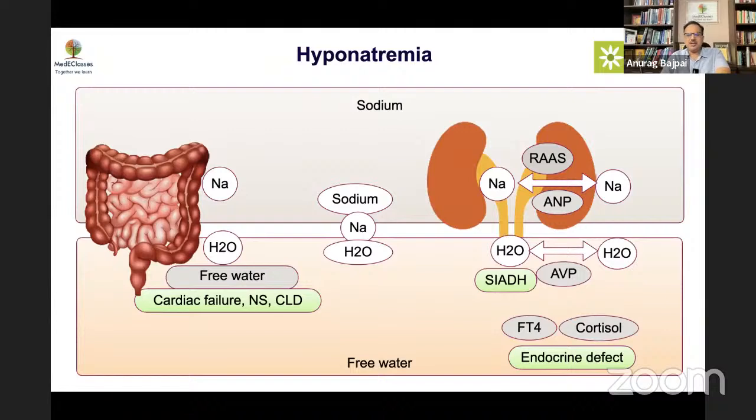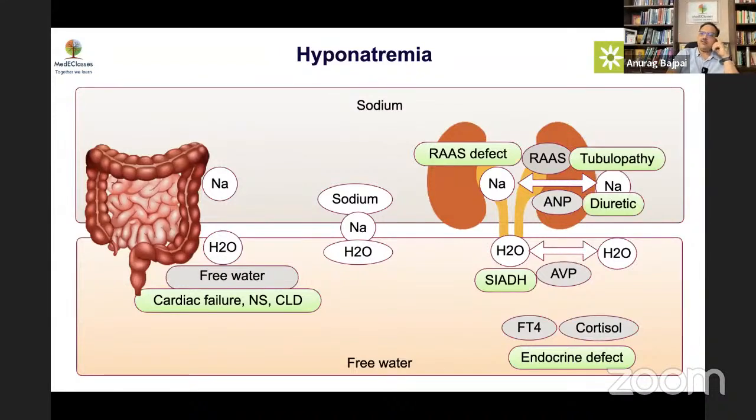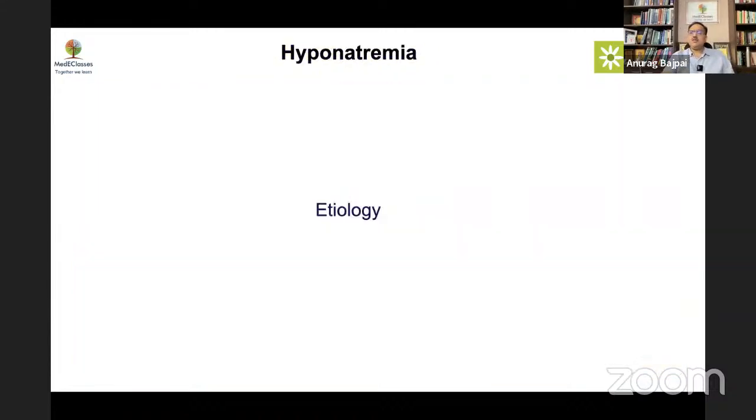You can have sodium loss, but I said major cause is free water excess. Sodium loss can be because of RAS defect, renin deficiency, aldosterone resistance, or tubulopathies. Now, interestingly, RAS defect will be associated with hyponatremia and hyperkalemia. As we'll discuss subsequently, usually electrolytes go opposite. If your sodium is high, potassium goes low. If your sodium is low, potassium goes up. So that's typical of RAS defect. But if you have a diuretic use or a GI loss, you will have both hyponatremia and hypokalemia.